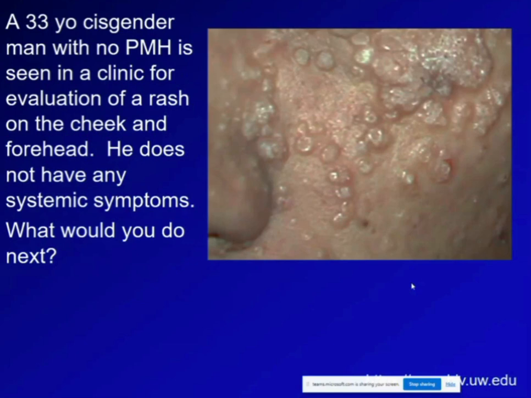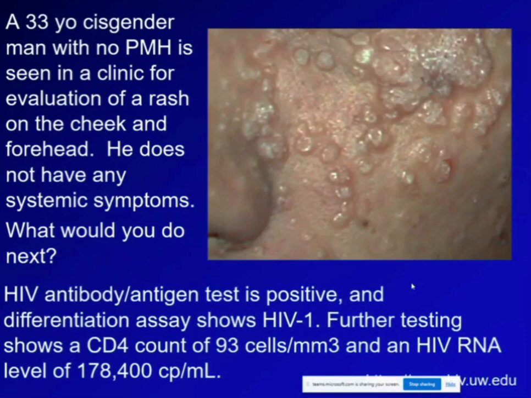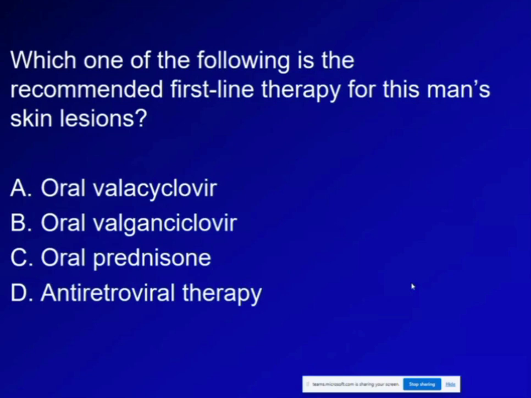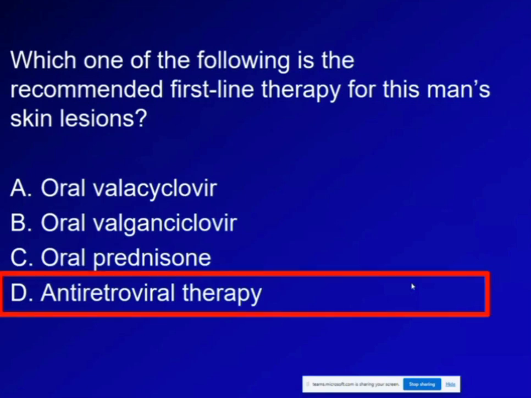So what do you guys think that is? The umbilicated lesions, is it a few or a bunch? Yeah, some of them are coalescing. So yeah, you're thinking, yeah. So his HIV antibody antigen test is positive. The differentiation assay shows HIV-1. He's got a CD4 count of 3 and a viral load of 5. So which of the following is the recommended first-line therapy for this man's skin lesions? There you go. Yeah, and that's it.